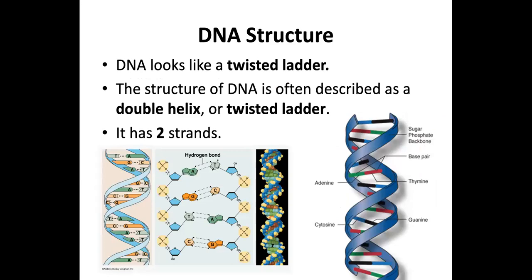So DNA looks like a twisted ladder. So if you were to take a flexible ladder and twist it, okay, that is what DNA looks like. It is actually described as a double helix. And the reason we call it a double helix, helix for the twisty part, and double because it's made up of 2 strands. Okay? So over here is what DNA looks like.